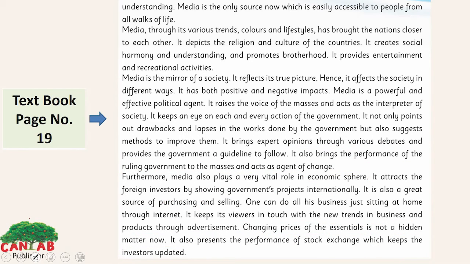So in this paragraph we discuss the more effects and impacts of media here on us. It has a very vital, very important role in our economy. It attracts the investors from other countries. And governments of other countries can have a look or know about the projects that are going on in your country. It's also a great source of purchasing and selling.